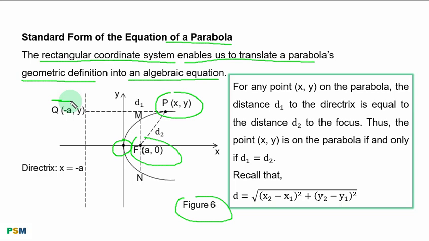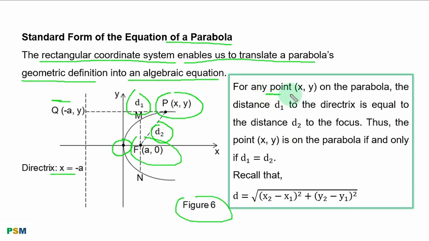This is point Q. You have D2, the distance between the focus and point P. You have D1, the distance between the points P and Q. You have the directrix x equal to minus a. It is on the lower part of the axis of symmetry. You have line MN that is called the latus rectum.